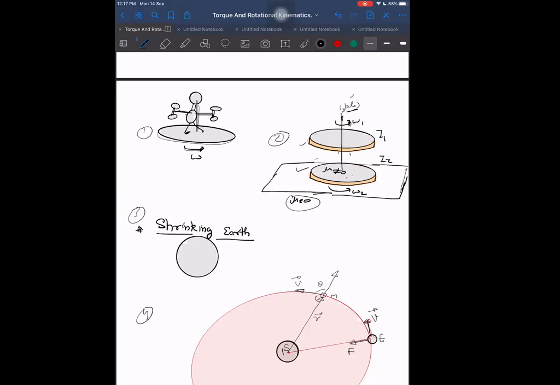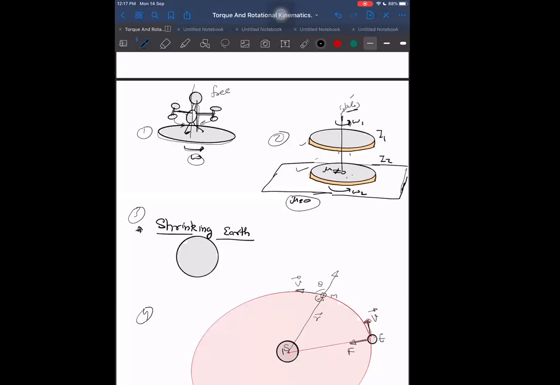Similarly, on this, when the man is holding dumbbells and pulls his hands in, what will happen now? Moment of inertia will decrease. If moment of inertia decreases, what happens to omega? Omega will increase because I into omega will be constant, as this platform is also free to rotate. This is conservation of angular momentum.